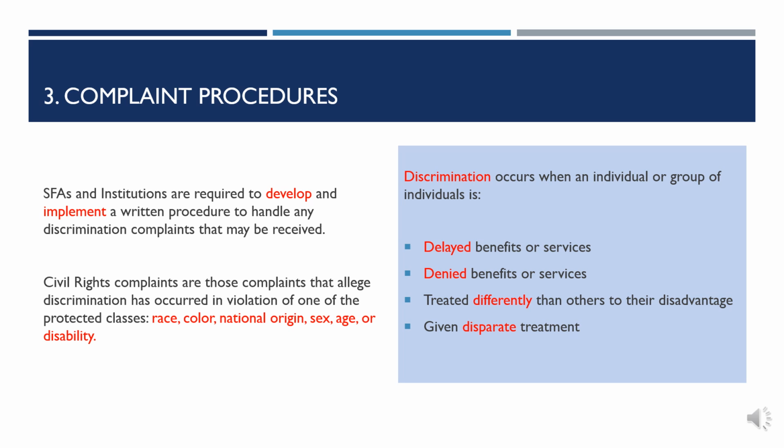The third element in our civil rights training is complaint procedures. So SFAs and institutions are required to develop and implement a written procedure to handle any discrimination complaints that may be received. Civil rights complaints are those that allege discrimination has occurred in violation of one of the protected classes we discussed before.